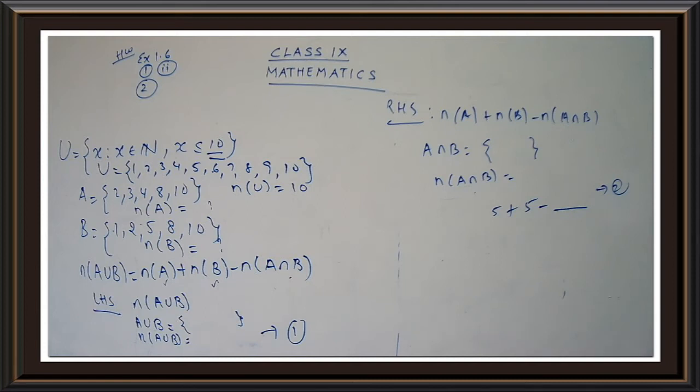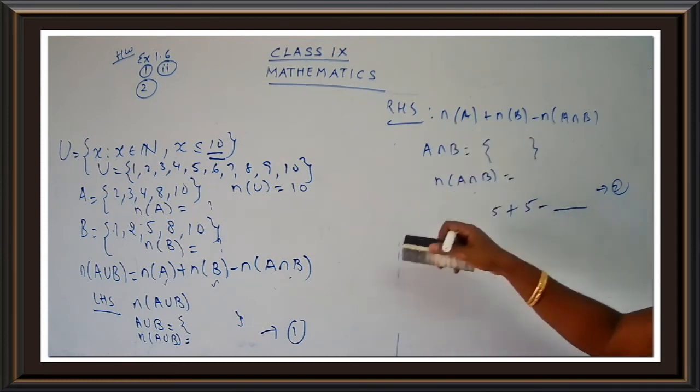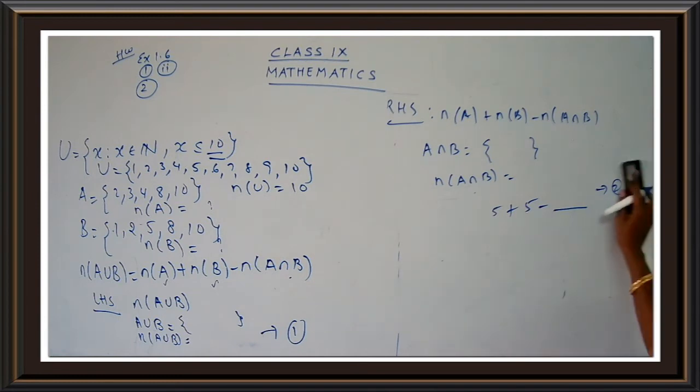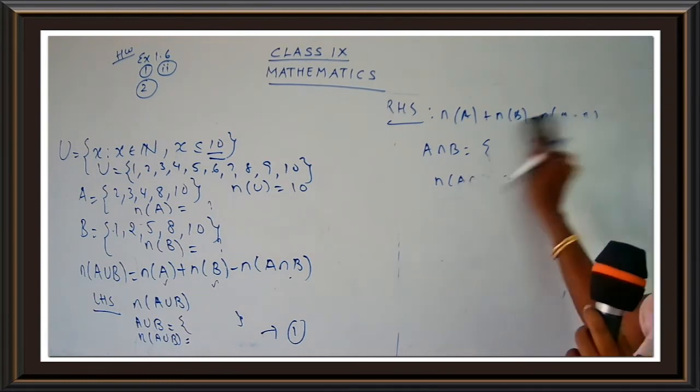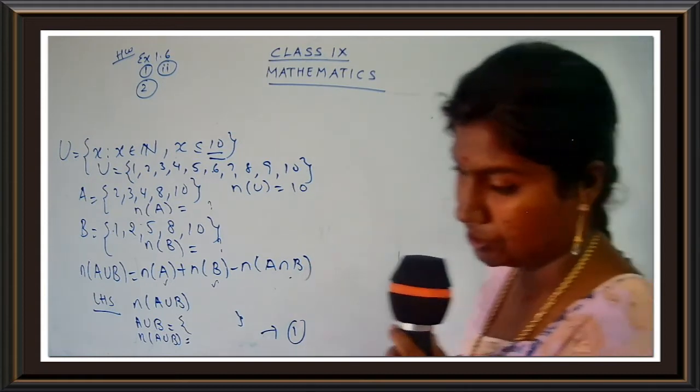Are you getting my point, children? So you have to complete your sum number 2 the way I have told you. I have given you the hint and I have given you the steps. What are the steps that you have to follow? Okay, children? Now take down the third question.